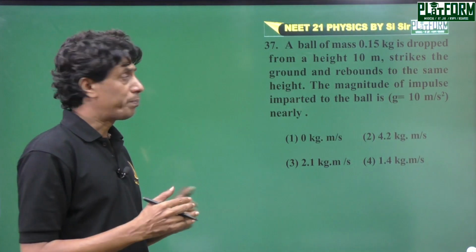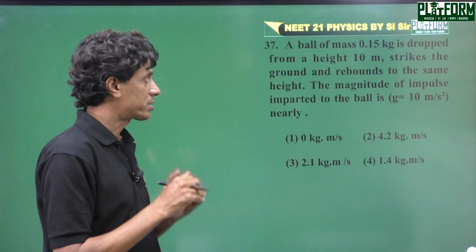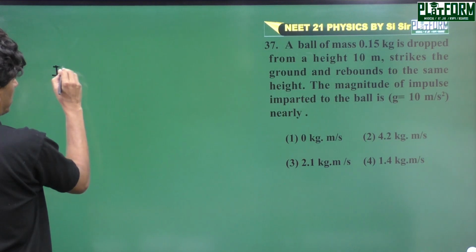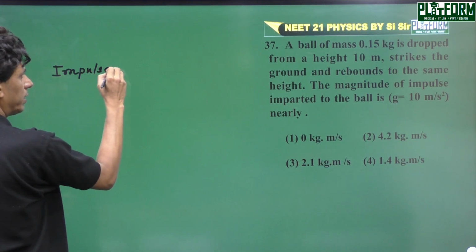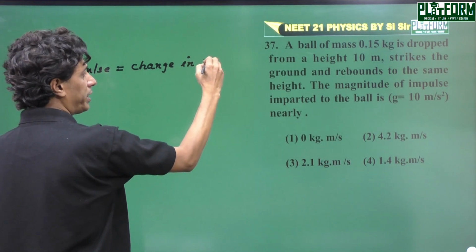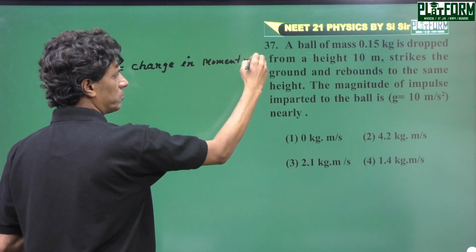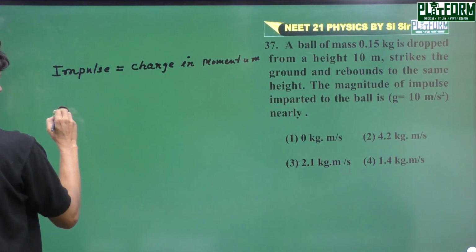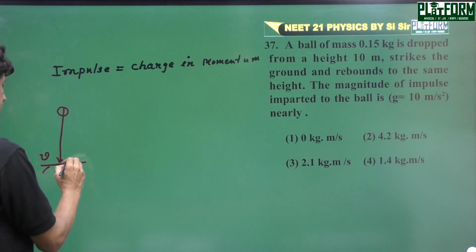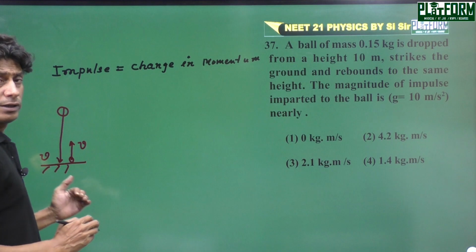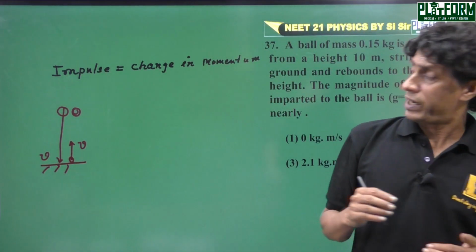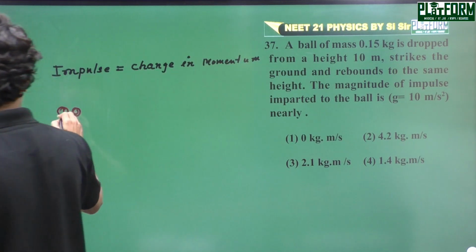Problem number 37. A ball of mass 0.15 kg is dropped from a height of 10 meters, strikes the ground and rebounds to the same height. The magnitude of the impulse imparted. You know, impulse actually means change in momentum. So if a ball is dropped from a height, if it strikes the ground with velocity v and rebounds with the same velocity, then it will ascend to the equal height from where it was dropped.